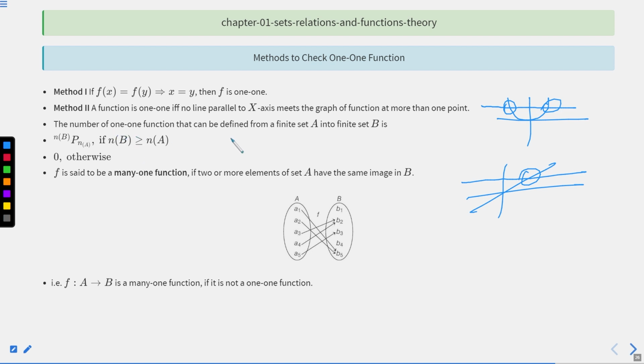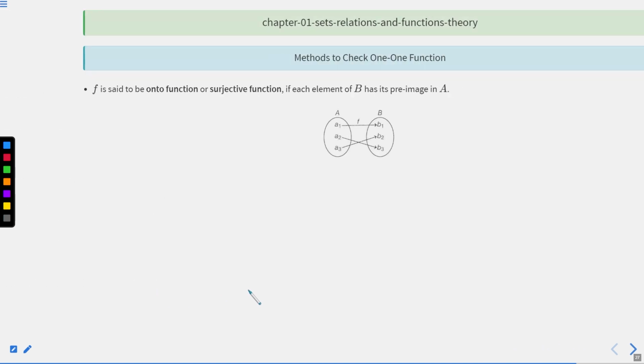The number of 1-1 functions that can be defined from a finite set A into a finite set B is nPm, that is, n permutations m, if the number of elements of B is greater than or equal to the number of elements of A, or 0 otherwise. So f is said to be a many-one function if two or more elements of set A have the same image in set B, right? So here you can say that A1 and A2 have the same image B5. That is, f: A mapping B is many-one if it is not a 1-1 function, right?